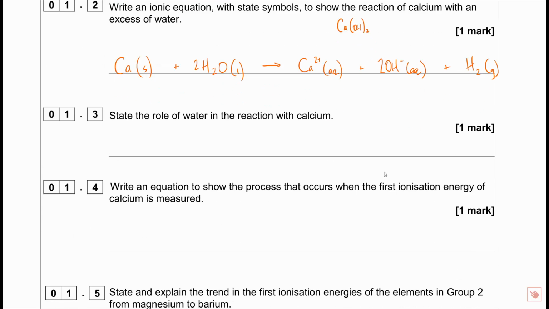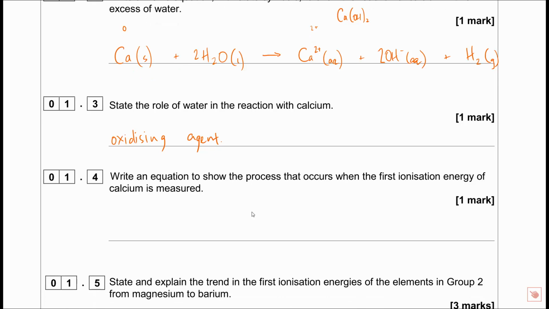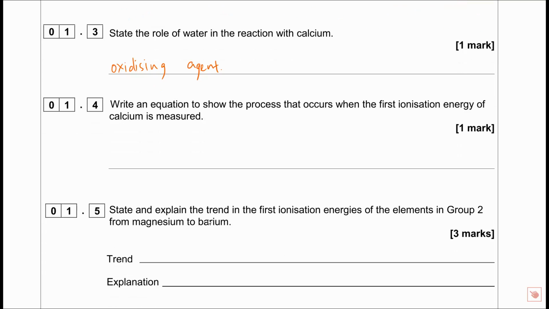State the role of water in the reaction with calcium. So this is now tying into redox, in that we can see calcium here has been oxidized. It's gone from an oxidation state of 0 to 2+, or plus 2, whatever you want to say. Water has caused this to be oxidized, therefore water is an oxidizing agent. So pulling in redox into this part as well, which means it's already got 3 topics in this first question.